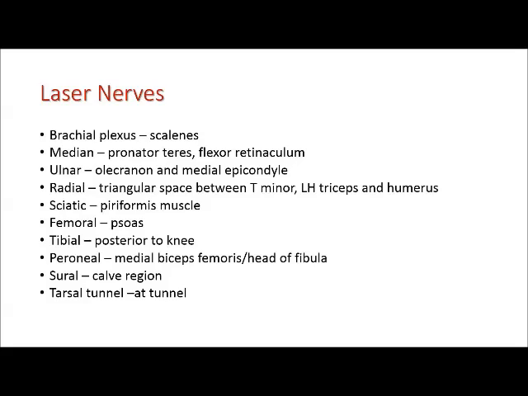If you wanted to laser nerves or the nerve area, here's a chart that's wonderful. At the brachial plexus, clearly the scalenes. The median nerve, the two most common areas would be the pronator teres and the flexor retinaculum. The ulnar nerve, you would most commonly get between the olecranon and the medial epicondyle. The radial nerve would be most common at the triangular space between the teres minor, the long head of the triceps, and humerus. Sciatic nerve, great spot, piriformis. Femoral nerve through the psoas. The tibial nerve typically posterior to the knee. The peroneal nerve, medial biceps femoris, head of the fibula. The sural nerve at the calf region, and the tarsal tunnel, specifically at the tarsal tunnel in the foot and ankle region.